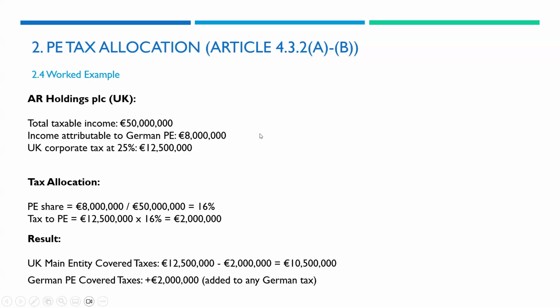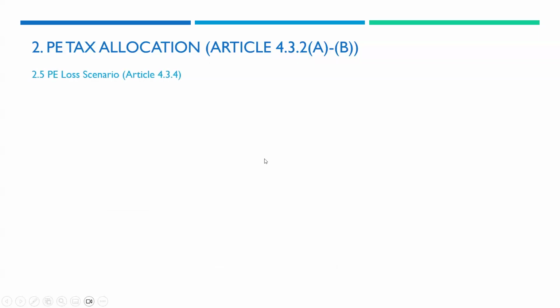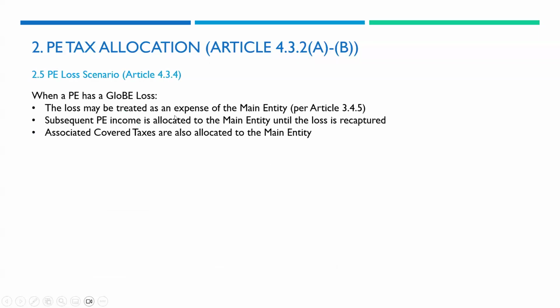But you remember we had some adjustment when it was losses. When the PE was in loss, we learned of an adjustment. If the PE is in a loss, then the loss is treated as an expense of the main entity. So in that scenario, we will not be keeping a loss in the PE. We will be filing a zero GloBE return for the PE, and that loss would be treated as a taxable expense of the main entity.